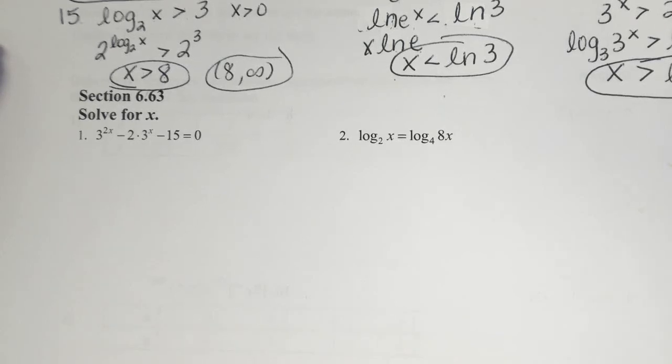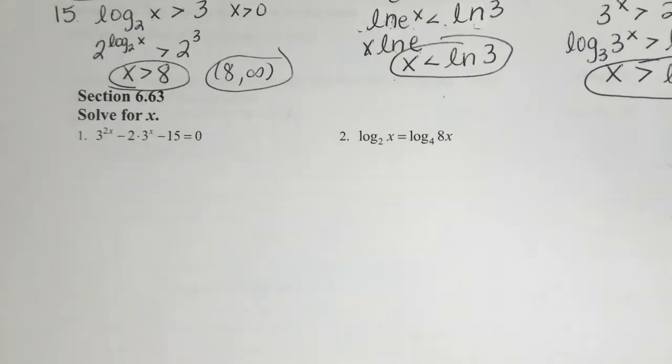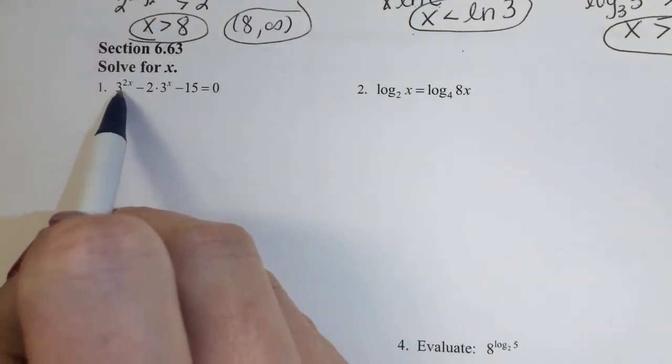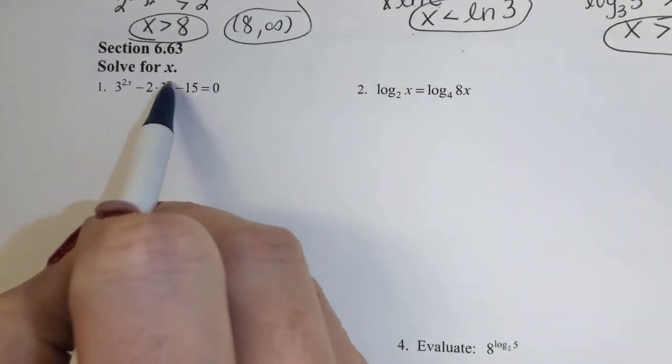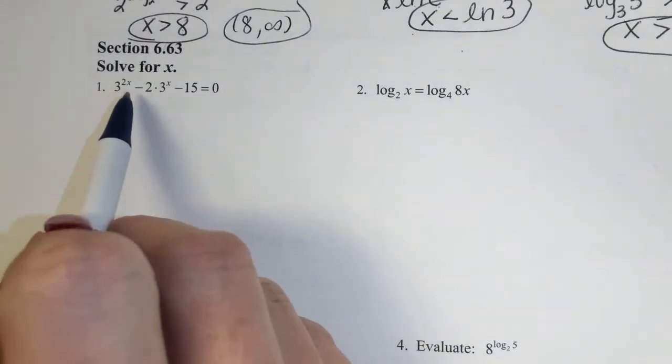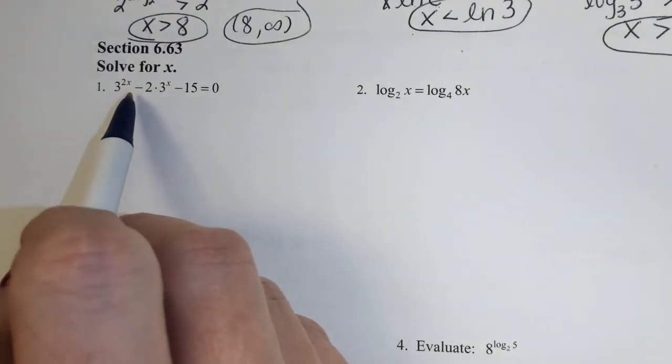Okay guys, so today we are looking at the third part of section 6.6. These are going to have some more challenging problems than the ones we have been looking at. If you look at this first problem, we've got 3 to the 2x minus 2, 3 to the x minus 15 equals 0. This is actually a quadratic function in disguise.